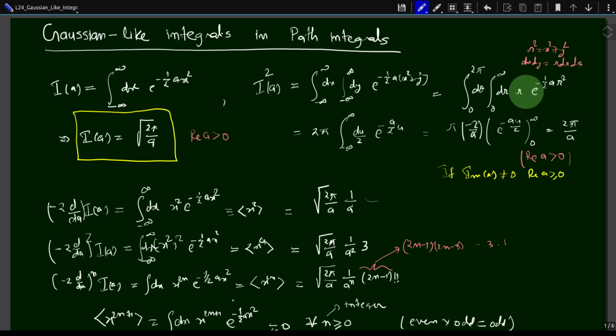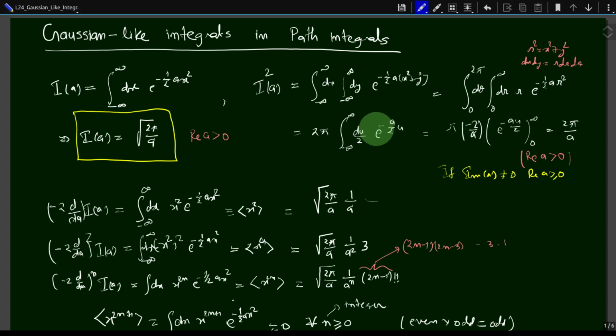And since the integrand doesn't depend upon theta, the theta integral comes out to be 2 pi simply. And also we do a change of variable from r square to u, so u is equal to r square. So my exponent becomes exponential minus half a u, and r dr becomes du by 2. And so this 2 and that 2 over here cancel, giving me pi over here.